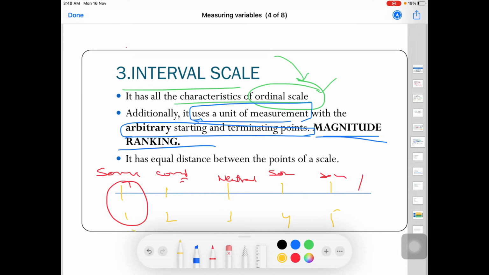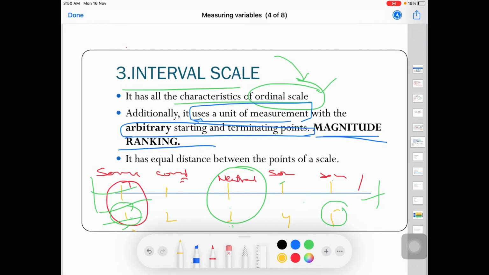So this is arbitrary. There is no rule that at 3rd it will be neutral. The neutral can be at 5th also. The neutral value can be at 1 also. So it has arbitrary starting and arbitrary terminating points. It's all up to you what value you want to assign to 1, whether you want to assign 1 neutral, somewhat agree, somewhat disagree, completely agree, or completely disagree. It's all up to you. So it has arbitrary starting and terminating points. Just remember this.